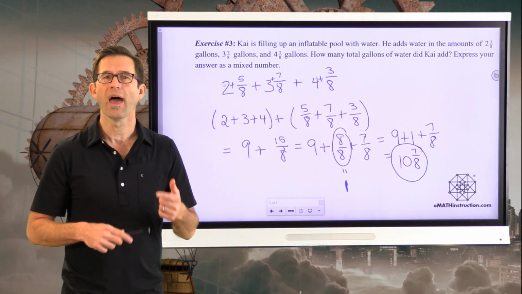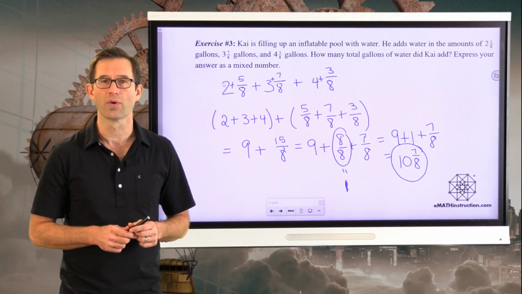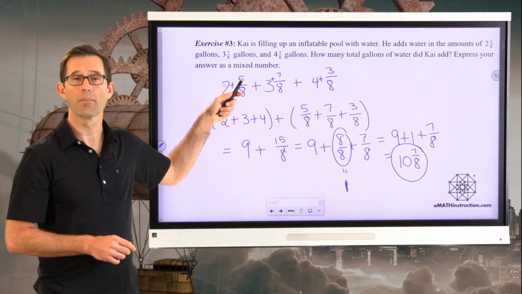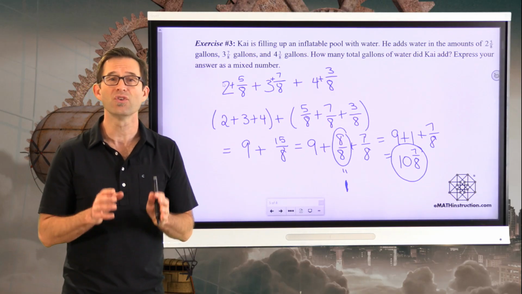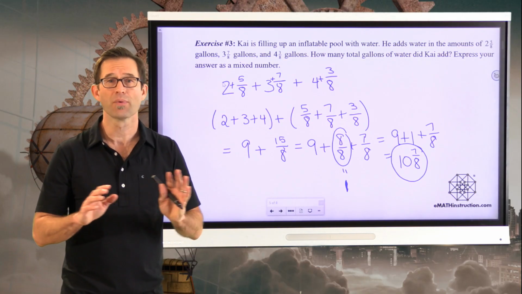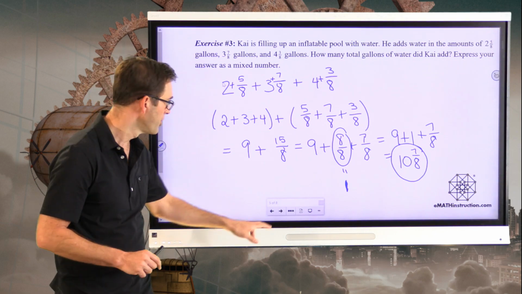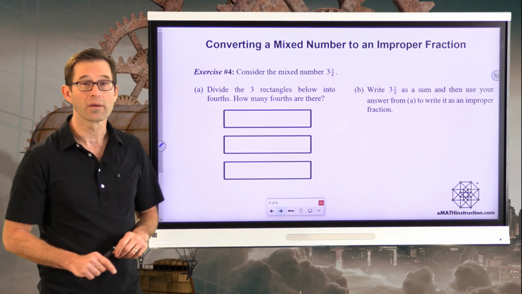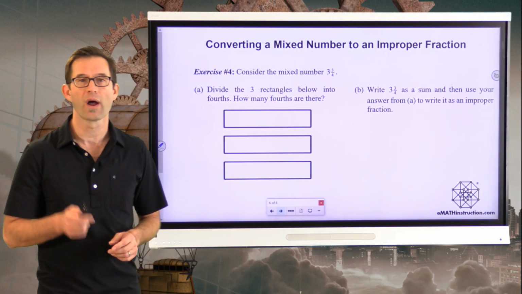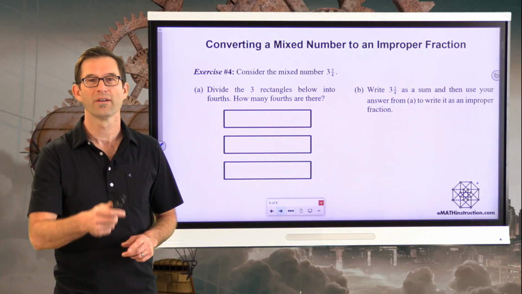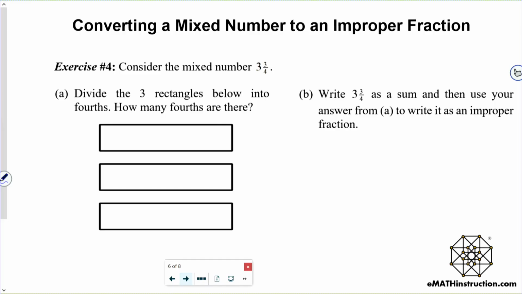Let's keep going and now see if we can go in that opposite direction where we take a mixed number and we try to turn it back into an improper fraction, simply a fraction with a single denominator. So let's take a look. Converting a mixed number to an improper fraction, exercise number 4. Consider the mixed number 3 and 3/4. Divide the 3 rectangles below into fourths. How many fourths are there?